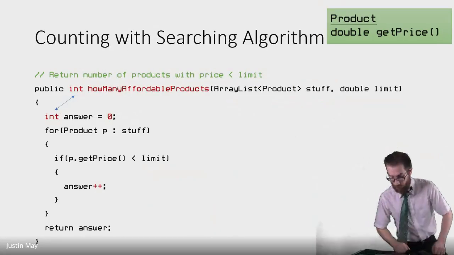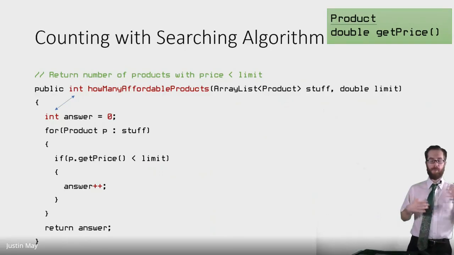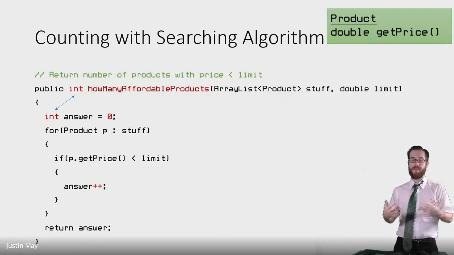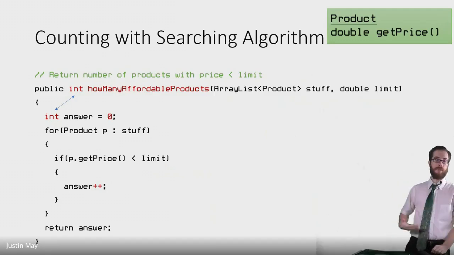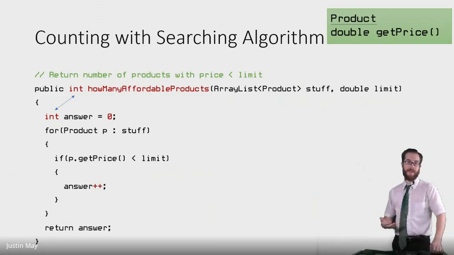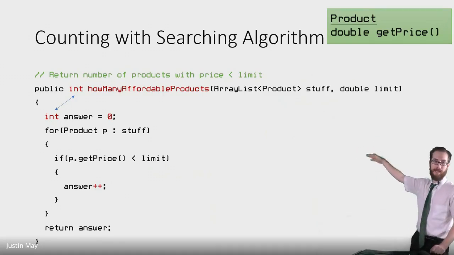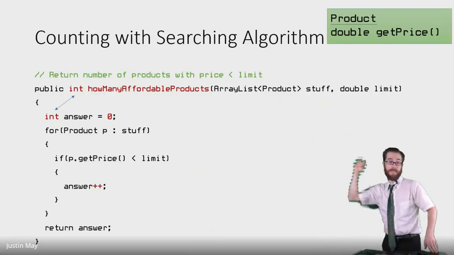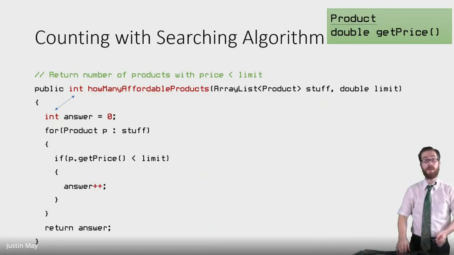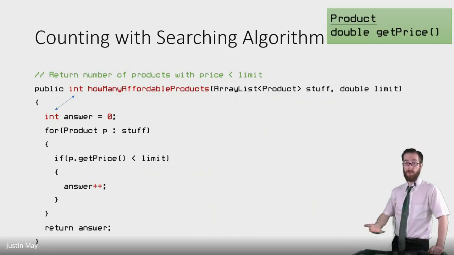All right, so other kinds of problems we can solve. So that was searching for an item, an element that met some requirement. So now we're going to try to count products that meet that requirement. So now we want to know how many products have a price less than limit. So the same method header, I changed the name and I changed the type because this is a how many problem. Instead of returning a Boolean, it's going to return an int because we're counting things. The answer will be a number.